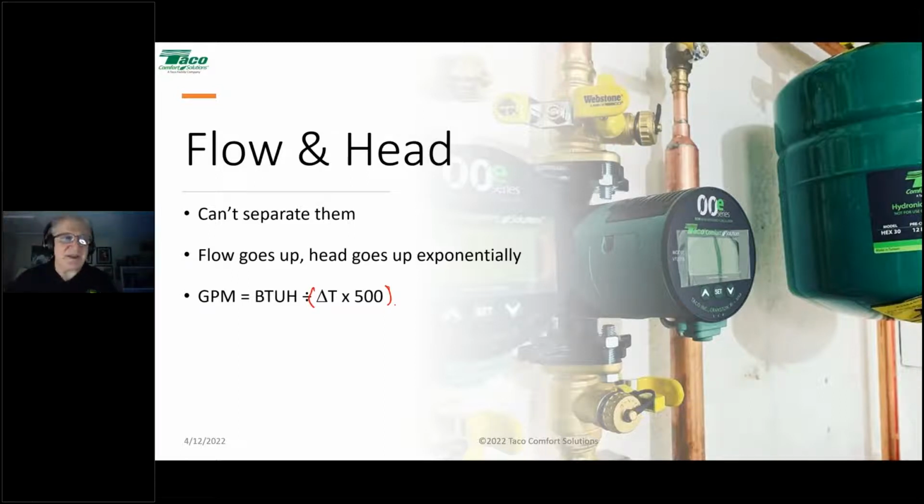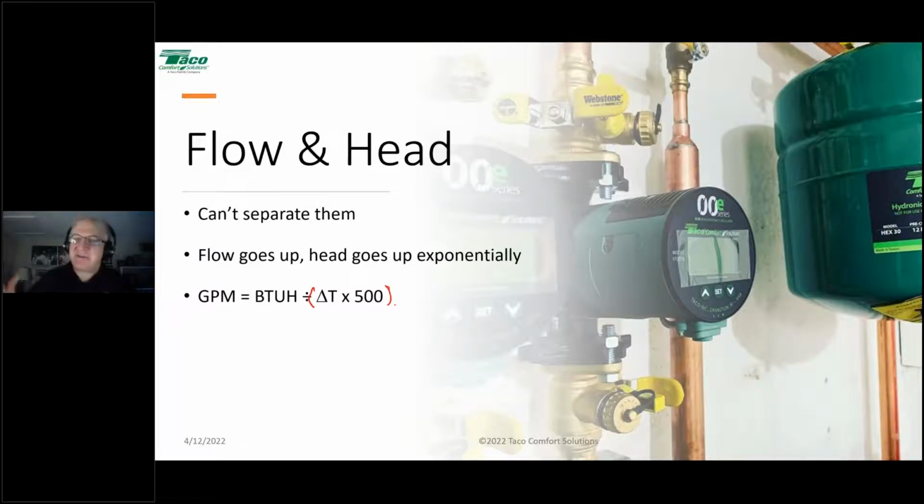All right, identify the terms. GPM, that's the gallons per minute flow rate you need to deliver the BTUs required. BTUH, of course, is the BTUs required. That's your heat load. Typically, we'll use the BTU load under design conditions so we can size the circulator for the worst case scenario. So BTUH is the load at any given point in time, but it's the load we're designing for. Delta T is the designed for temperature drop of the fluid as it goes through the system.